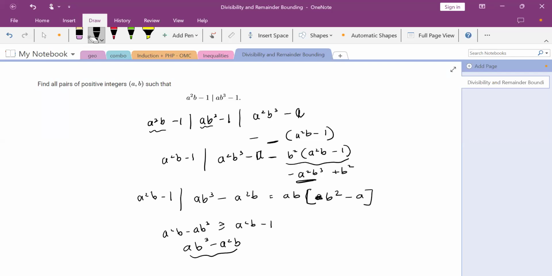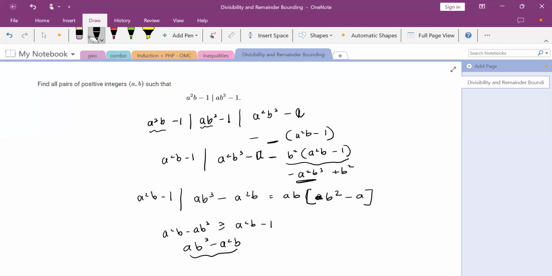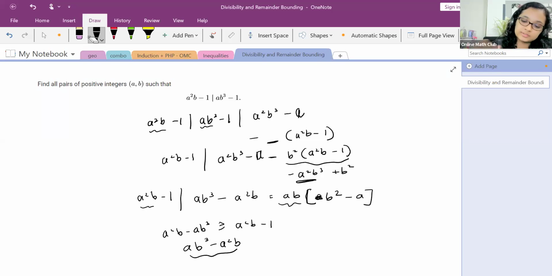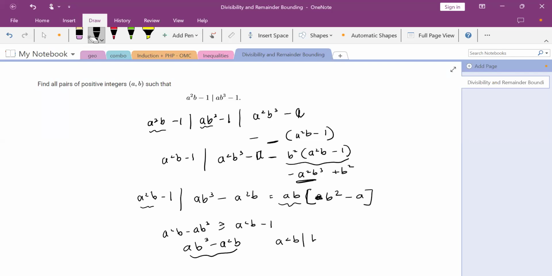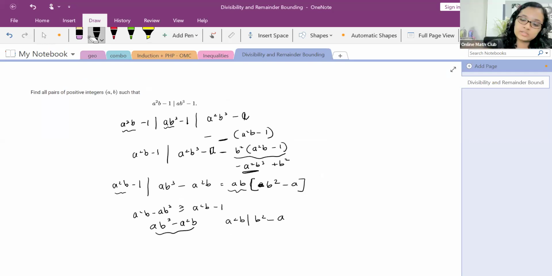I got something, but it does not work for a less than b, maybe. Okay, what are you getting? We will get a square b minus 1 divides b square minus a. Yes, correct, because it's co-prime with ab, and ab divides this thing. So if a is greater than or equal to b, then b square minus a is always less than a square b minus a, so it's not possible. Therefore b square a minus a must be 0, so a equals b square. One case is a equals b square, and you can easily check that this works.